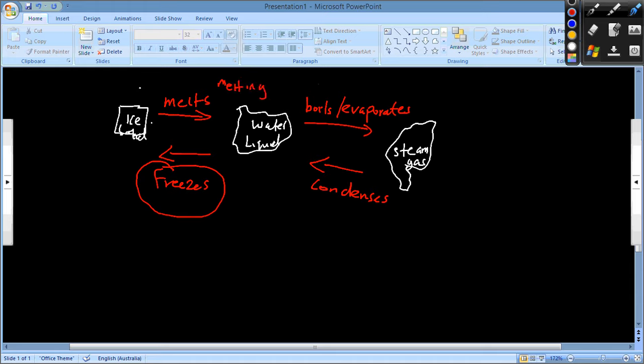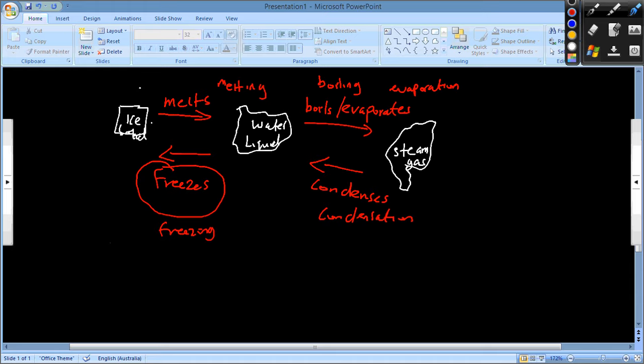Where something boils, the change of state that occurs is called boiling. Where something evaporates, the change of state that occurs is called evaporation. When something condenses, the change of state that occurs is called condensation. And when something freezes, the change of state that occurs is called freezing. So these are changes of state.